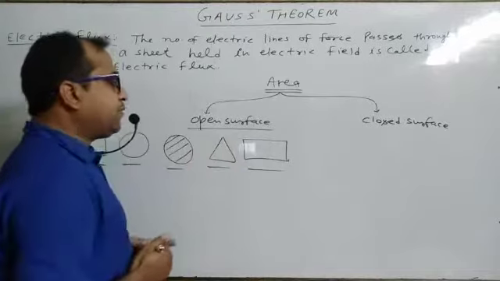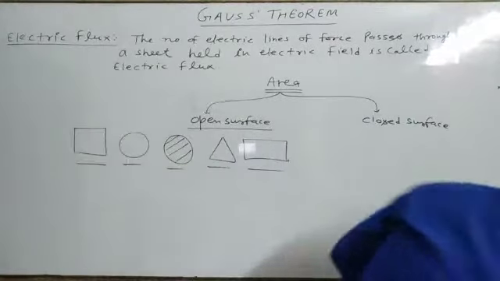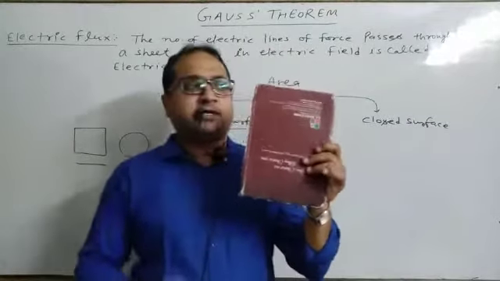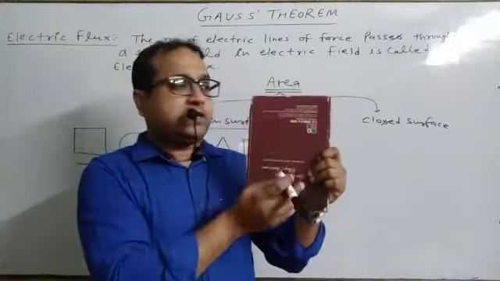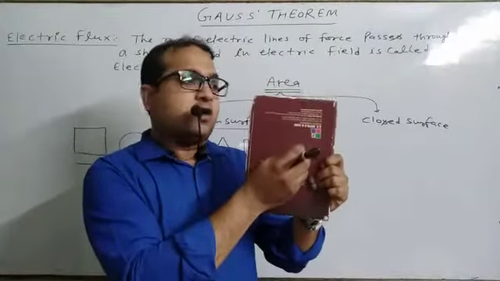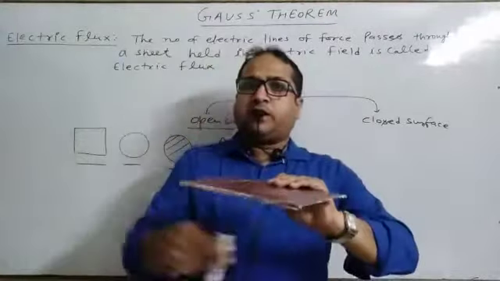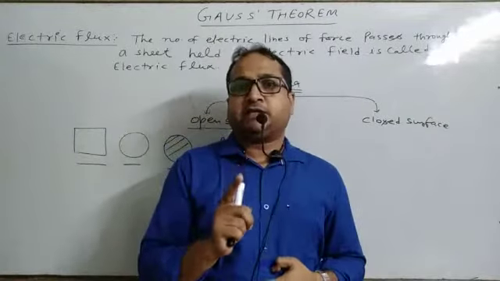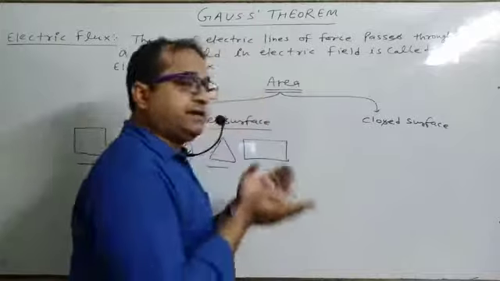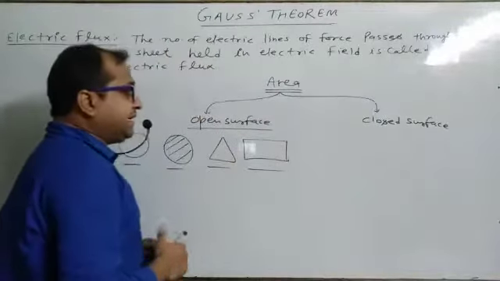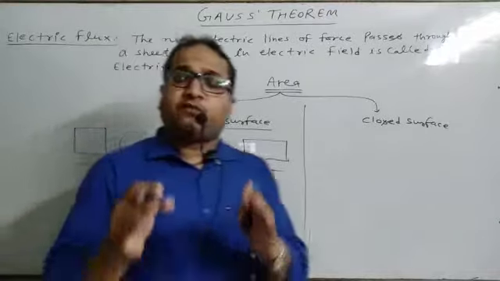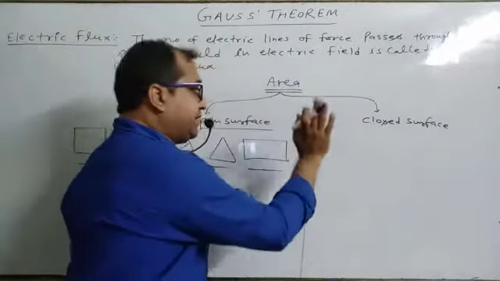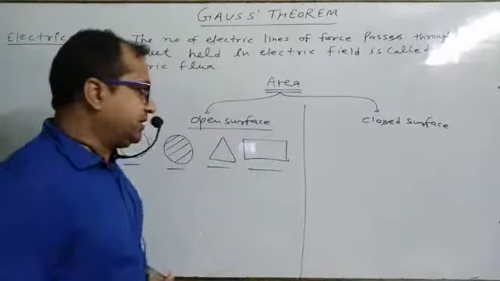In this type of surface, there are only two directions of area. This is the surface and the direction of area is perpendicular to the surface, outward or inward. We will take any one direction through the whole numerical, inward or outward, for open surface. But in closed surface, the direction of area is always outward normal. So here outward and here inward, outward both will work, right?